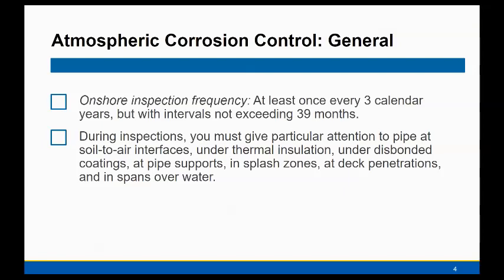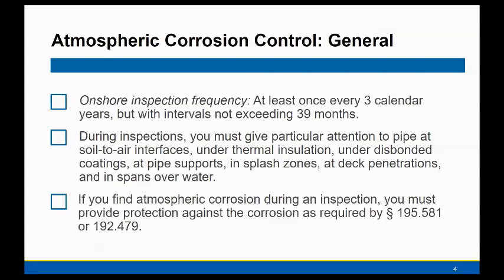Under disbonded coatings, especially if the coating's in bad condition, it's not doing its job. At pipe supports, these also are there to serve a purpose. But if they're not installed correctly, a lot of times you'll have rubbing issues or areas where they may be causing a little bit of harm to the pipe. In splash zones, also deck penetrations and spans over water. And then here, lastly, they're just saying if you do find atmospheric corrosion, they call out 195.581 or 479 as far as mitigation efforts go. And what you should do.